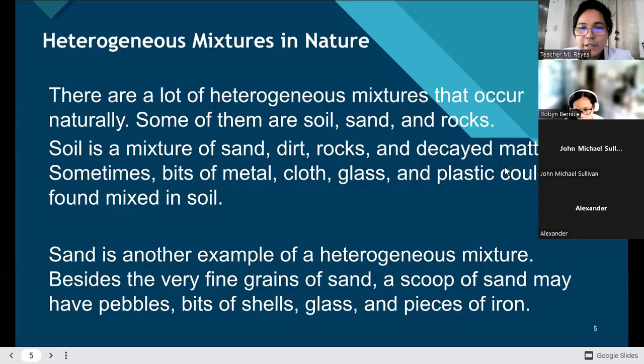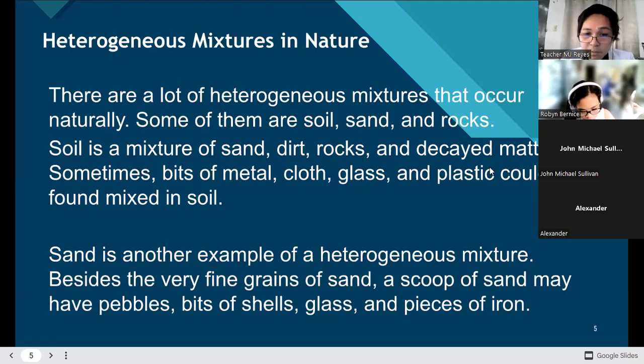Heterogeneous mixtures in nature. There are a lot of heterogeneous mixtures that occur naturally if you observe nature. Some of them are soil. It's a heterogeneous mixture because you can see a lot of components in soil: sand and rocks. Soil is a mixture of sand, dirt, rocks, and decayed matter. Sometimes bits of metal, cloth, glass, and plastic will be found mixed in soil.